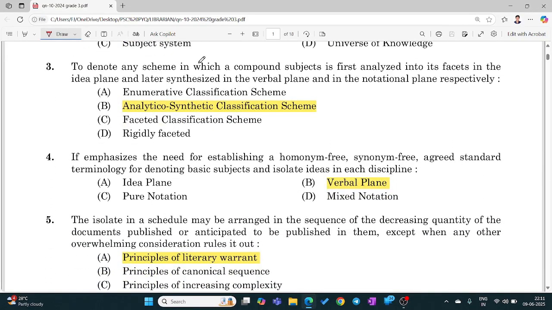Any scheme in which a compound subject is first analyzed into its facets in the idea plane and later synthesized in the verbal plane and in the notational plane, respectively, is called analytico-synthetic classification scheme. If it emphasizes the need for establishing a homonym-free, synonym-free, agreed standard terminology for denoting basic subjects and isolate ideas in each discipline, then it is called verbal plane.